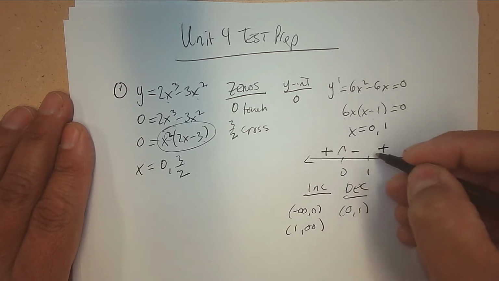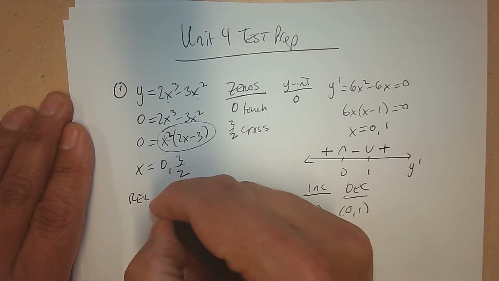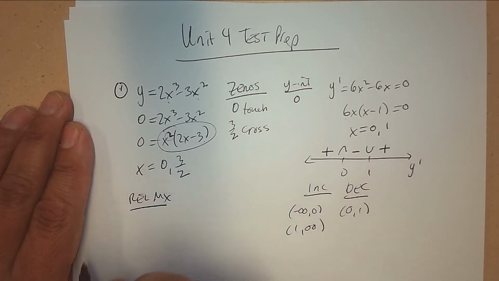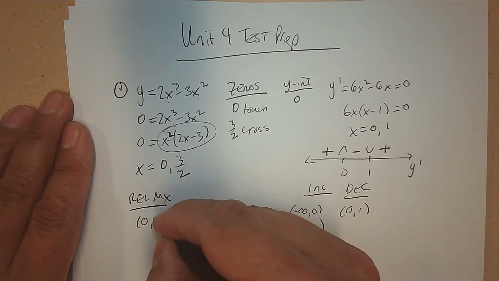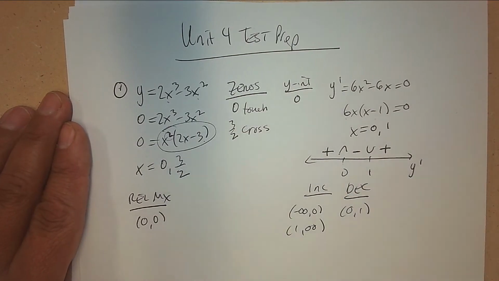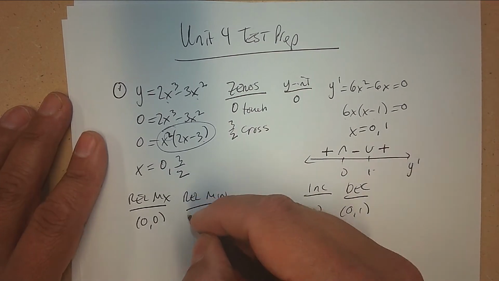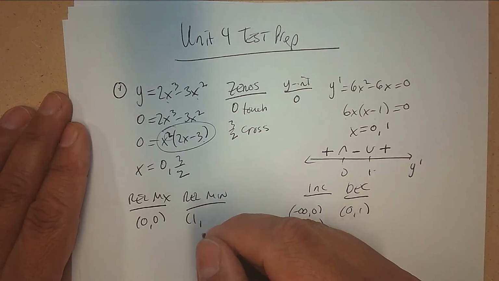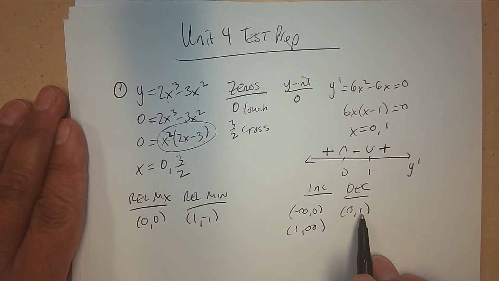This is going to create a max. This is going to create a min. So we already know there's a relative max when x is 0. If you plug 0 back in, you get 0, 0, so the y-intercept is a maximum. The minimum is at 1, and if you plug 1 back in, you get the answer negative 1. So we already have a relative max and min, and we know where it's increasing and decreasing.